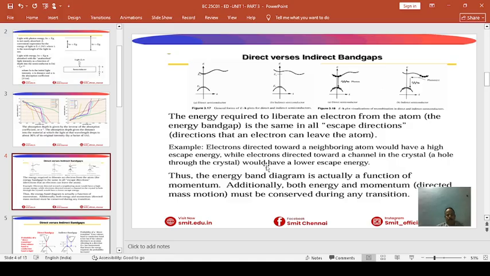Then coming to the mechanism called impact ionization. This is clearly depicted in the diagram, where we can see the direct versus indirect band gap. Impact ionization occurs due to high electric field conditions. At high energy, the electron accelerates due to the electric field. These electrons collide with the atom and transfer energy. This collision breaks the covalent bond and creates a new electron hole pair. This process can repeat and create many carriers.